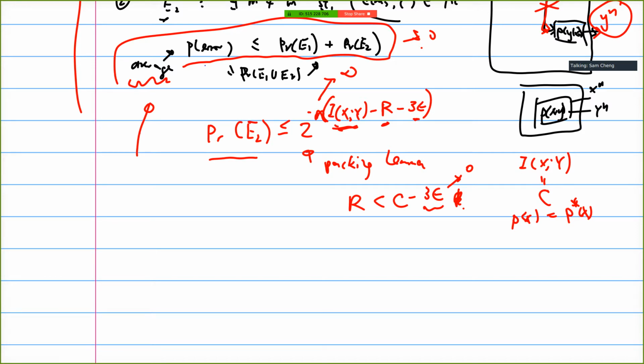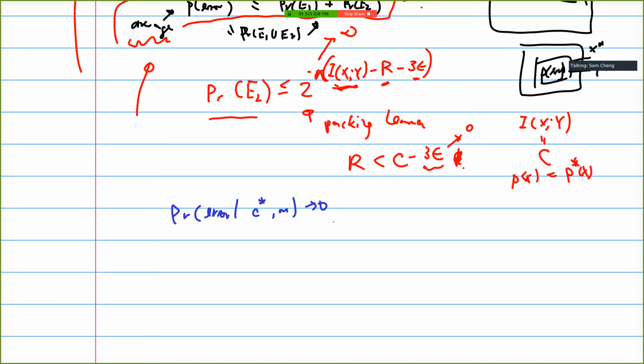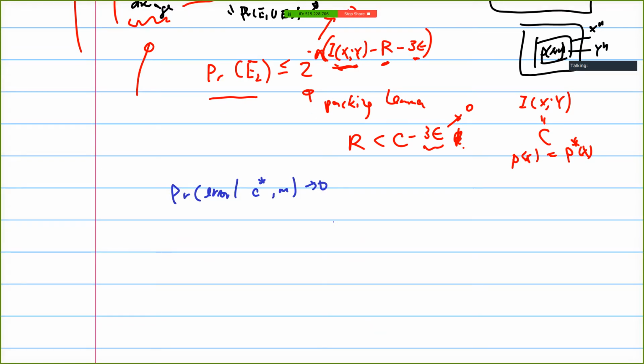Maybe I can write it this way: the original statement is that we want the probability of error given some codebook, and for the message m, let's say, to go to zero, right? But what we show is that now we have any codebook that will be going to zero also.